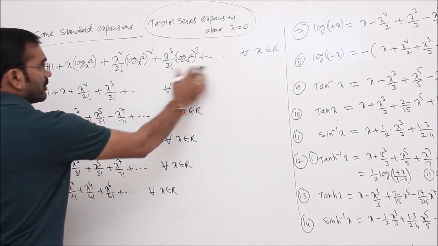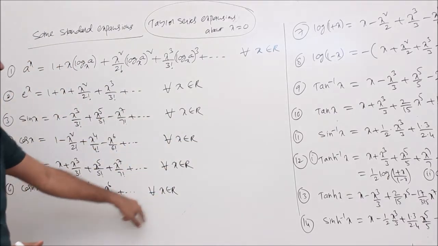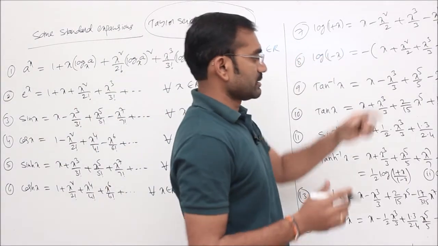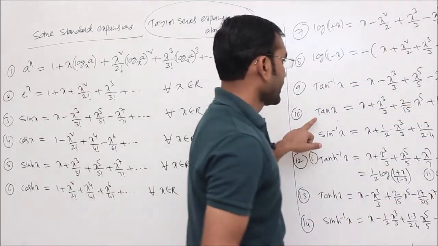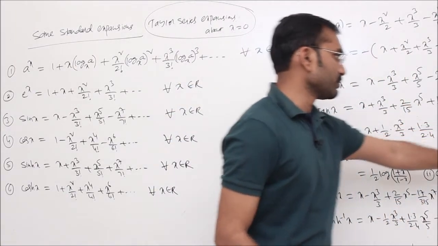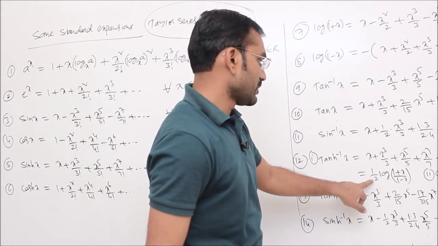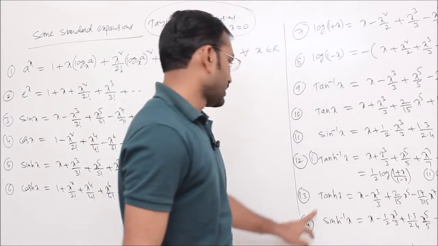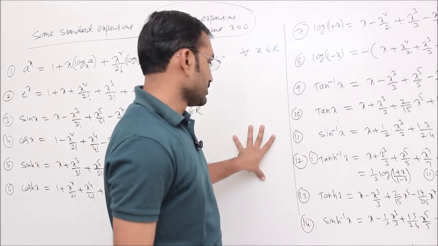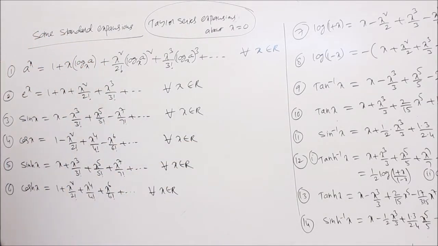This series is valid for all x belonging to the set of real numbers. All these series are valid for all x belonging to the set of real numbers. And here the log(1 plus x) series is valid for mod x less than 1. The tan x series is valid for mod x less than pi by 2. Here tanh inverse of x, I can give this formula: 1 by 2 log((1 plus x) by (1 minus x)). Similarly coth inverse of x, tanh x, sinh inverse of x. All these are some standard expansions. So while doing problems, it is better to remember some standard expansions. All these are Taylor series expansions about x equal to 0.